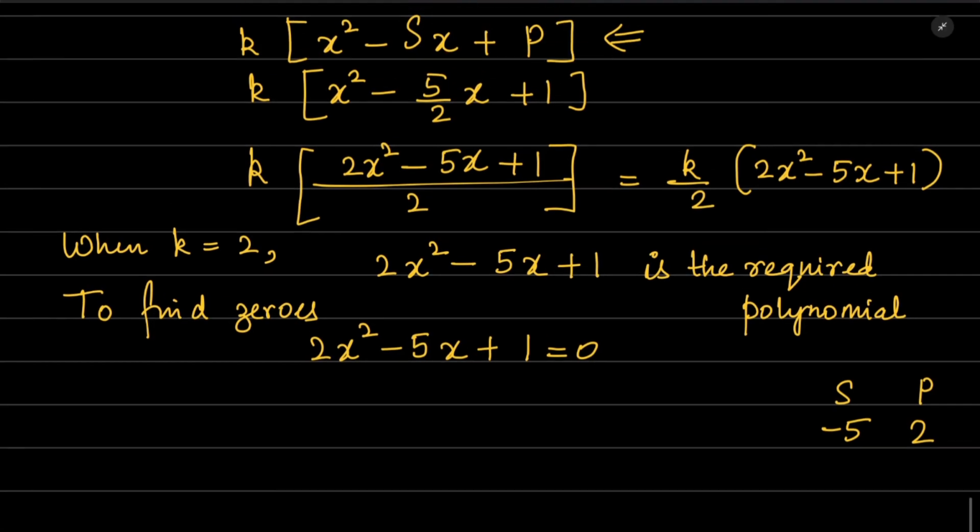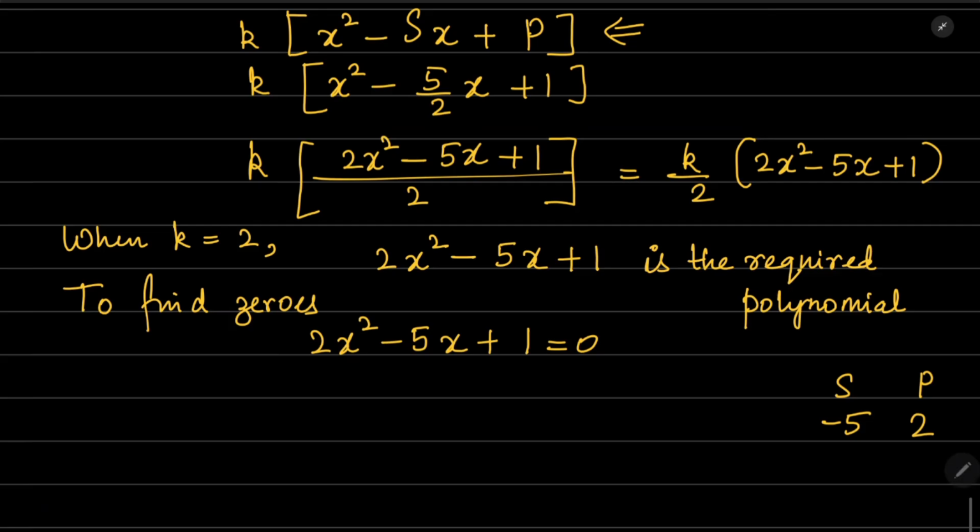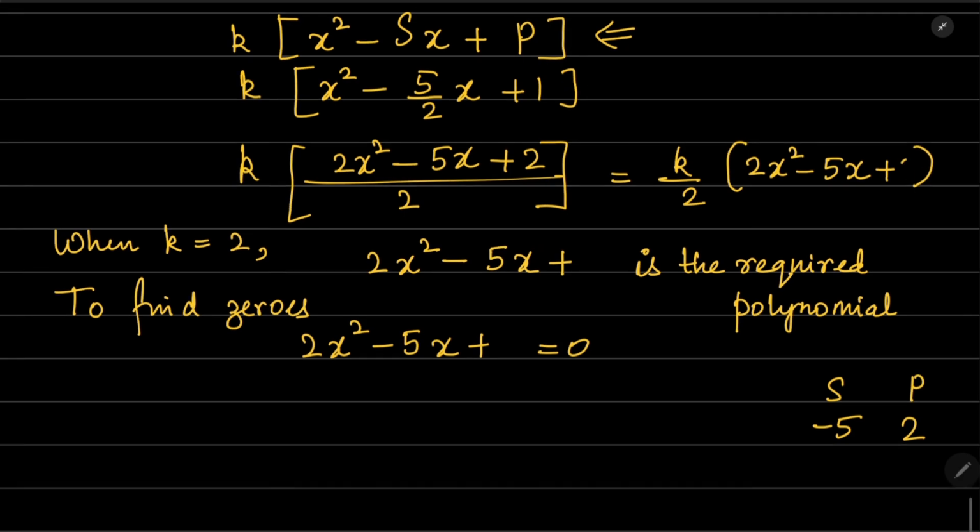Okay, there is a mistake here. You know what the mistake is? When I took the LCM 2, you'll have a 2 here. Let me just do the correction. When you are taking the LCM, the third term will be a 2. Okay, so now it is correct. So what is the product? The product is 2 into 2, which is 4.